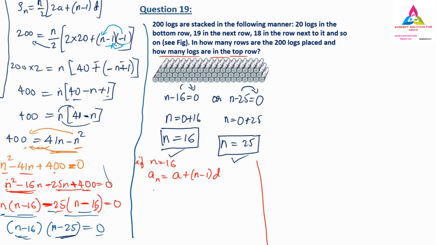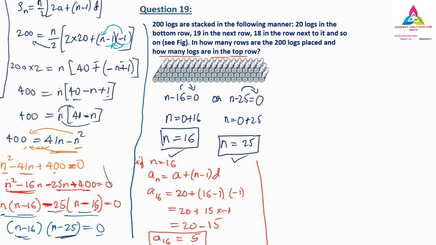So the an value, that is a16, we have to find. 16th row, how many logs are there? The a value we already know, that is 20. The first bottom row we have 20 logs. The n value already found, that is 16 minus 1. The d value we already know, that is minus 1. So 20 plus (16 minus 1) is 15, into minus 1. Okay, so next 20 as it is, plus into minus, minus 15. So the a16 value finally we got is 5. 20 minus 15 is nothing but 5. So the last row has 5 logs.